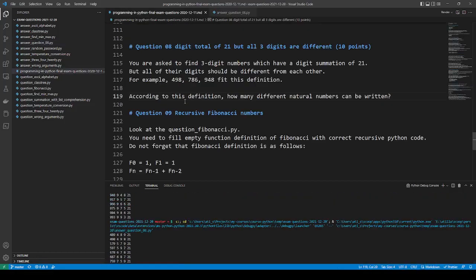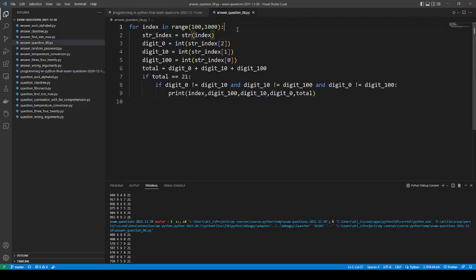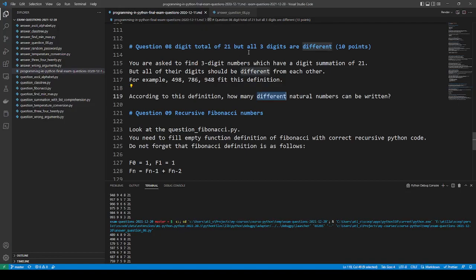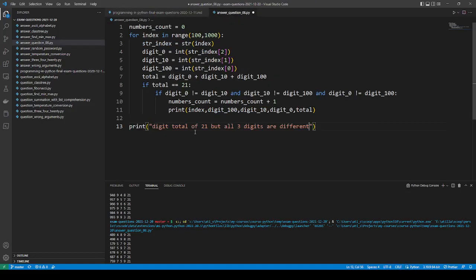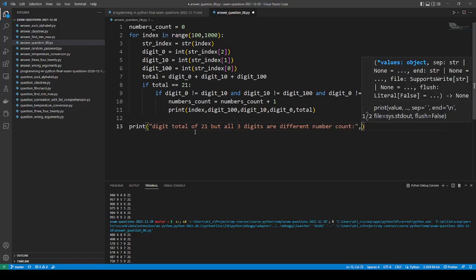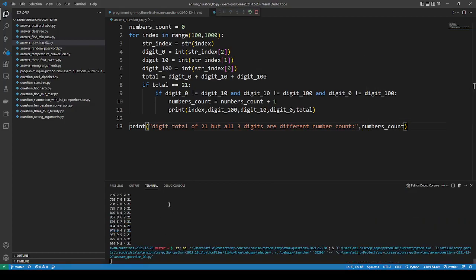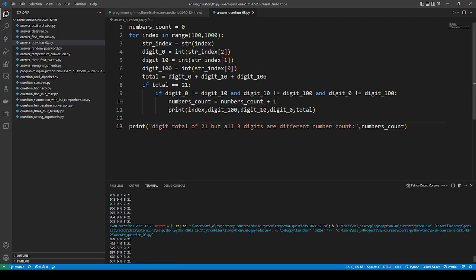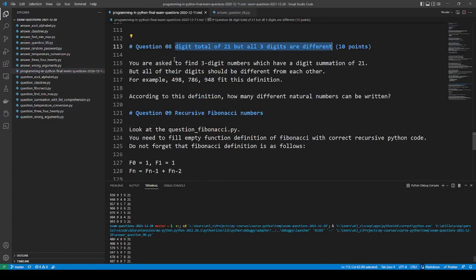But as you may remember, the question is how many different natural numbers can be written, so I need to write number count equals 0. I need to include this one, increase by plus 1, and at the last print different numbers count equal to this number count. And yes, we see that there are 18 numbers where all three digits are different. This is the question 8 solution.